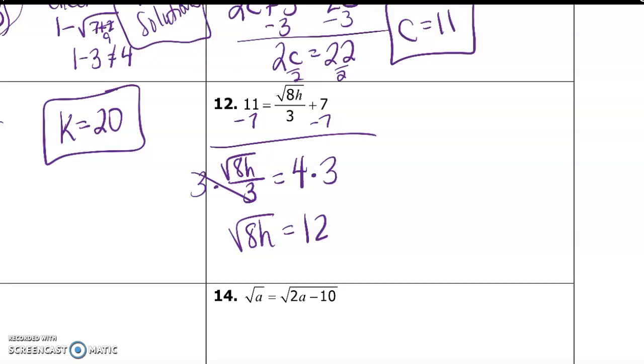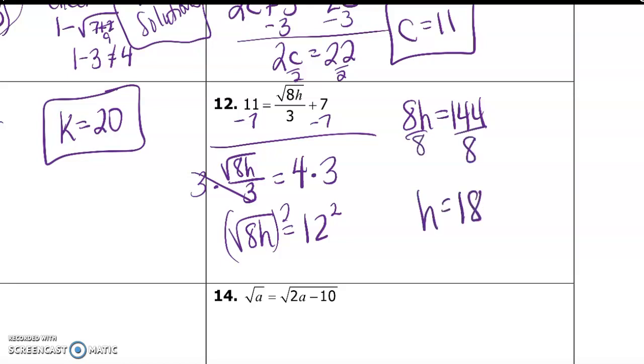Now we can finally square both sides. So square and square. 8h equals 144. Divide by 8, divide by 8. H equals 18. So that one's a little bit harder to plug in. 18 times 8, take the square root, divide it by 3, and add 7, and you do come up with 11.